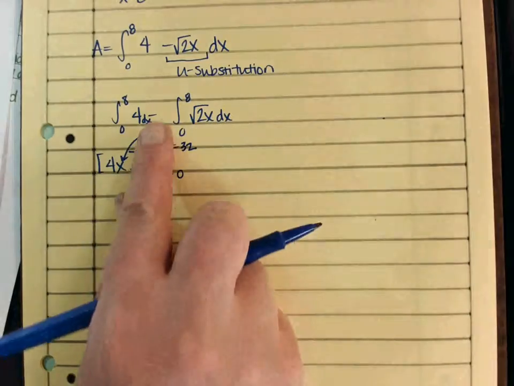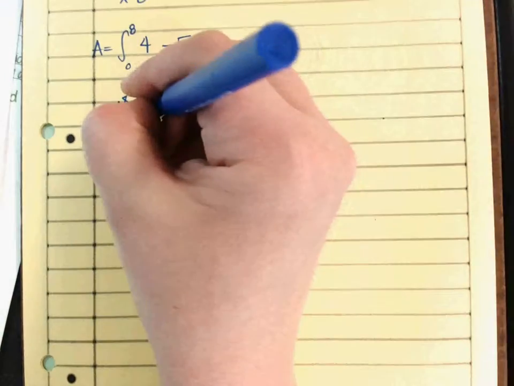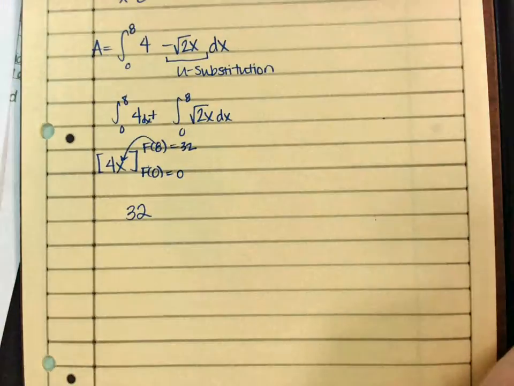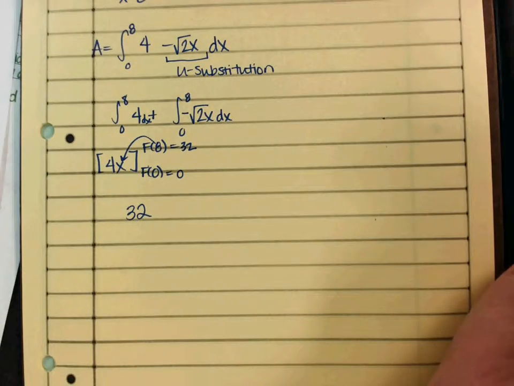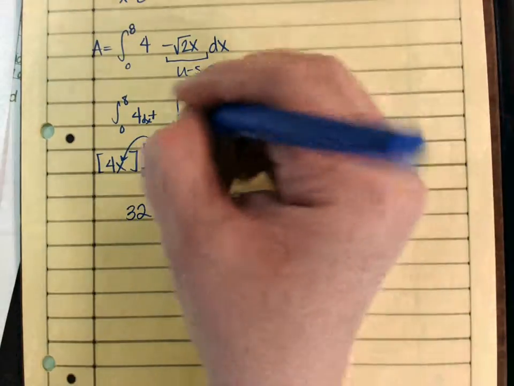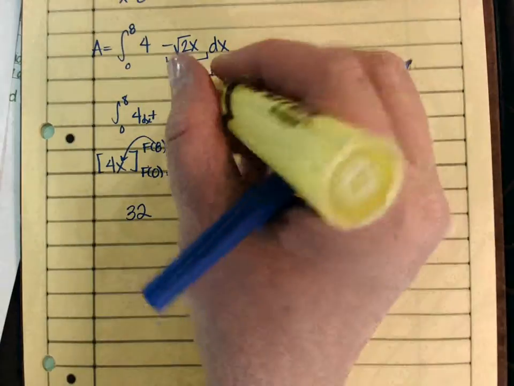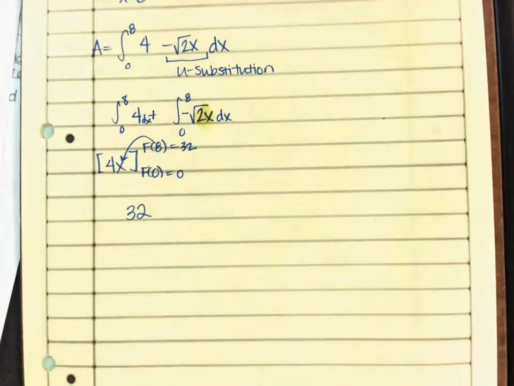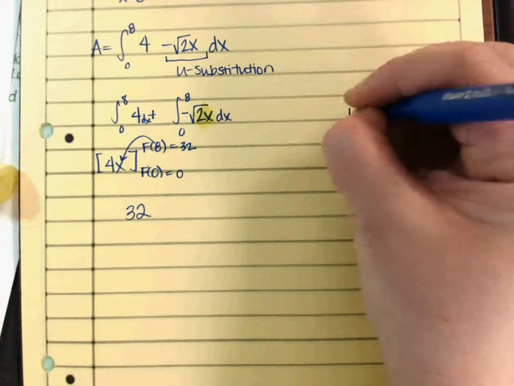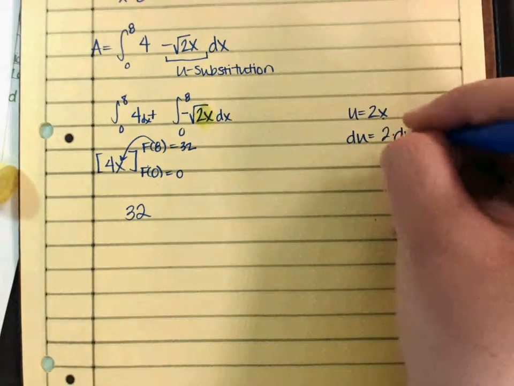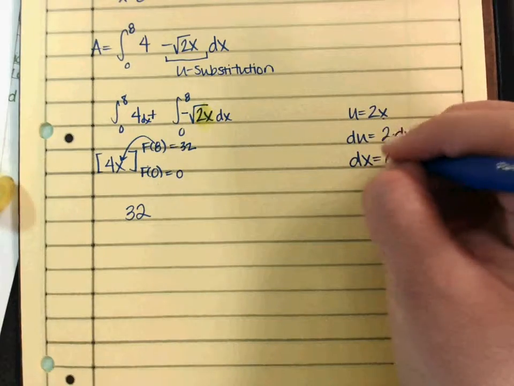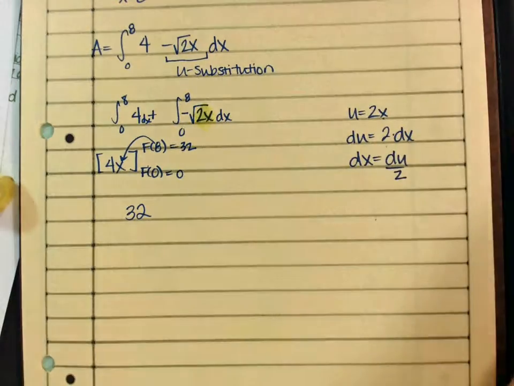Now, rather than putting the minus here in the middle, I'm going to change that to a plus, and I'm going to put the minus inside the integral, just so that I don't forget about it. And then this part, as we said, is going to need u sub. So I'm going to pick my u to be 2x. And if my u is 2x, then my du is 2 dx, which means that dx is du over 2.